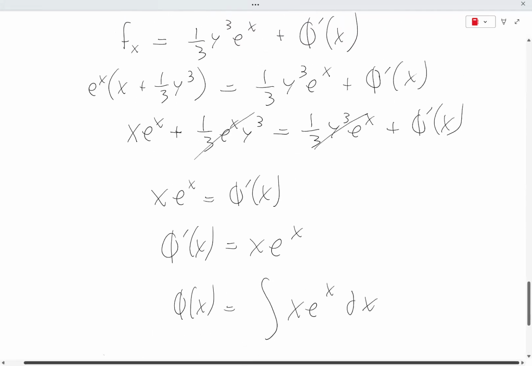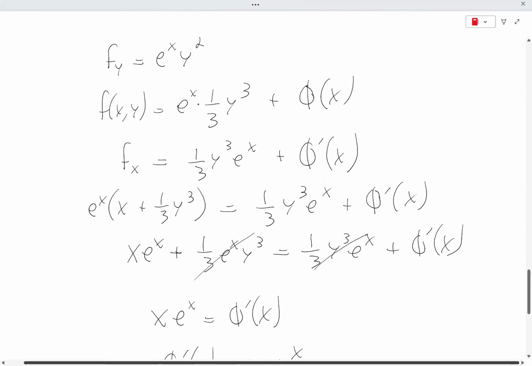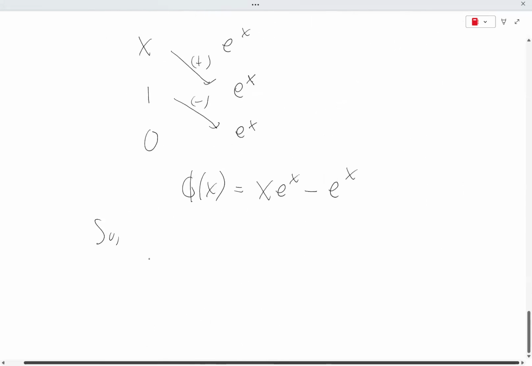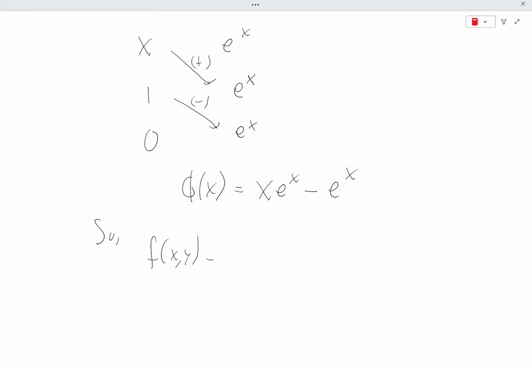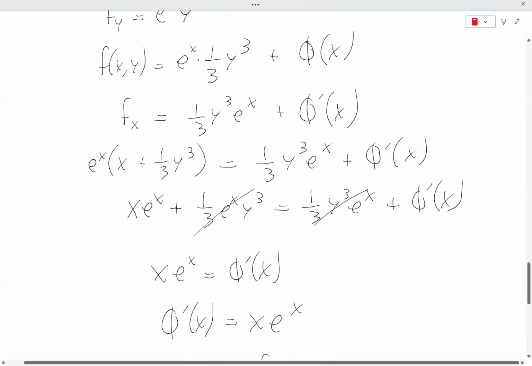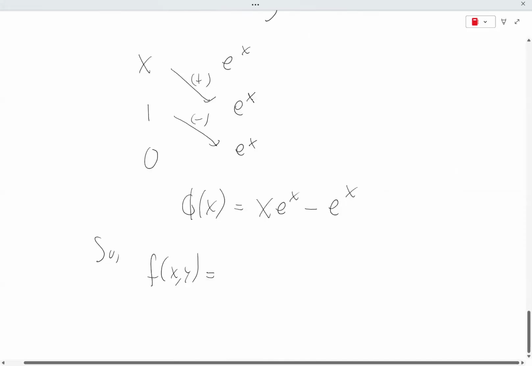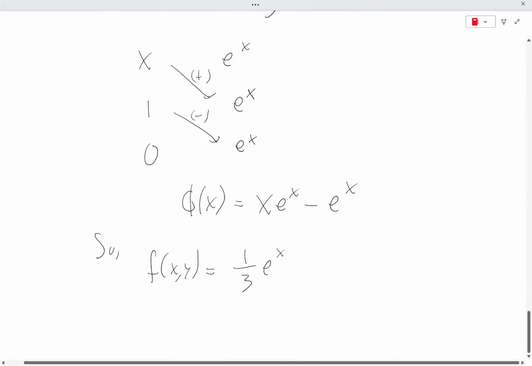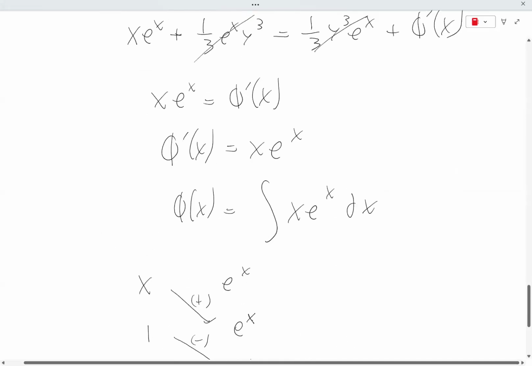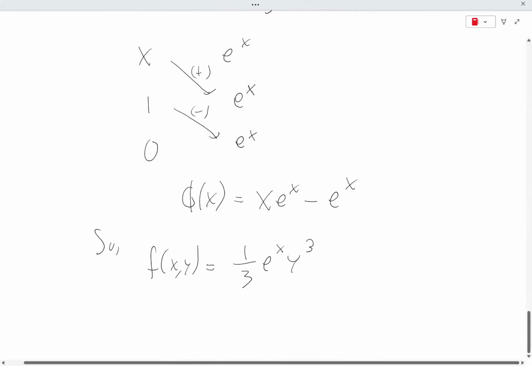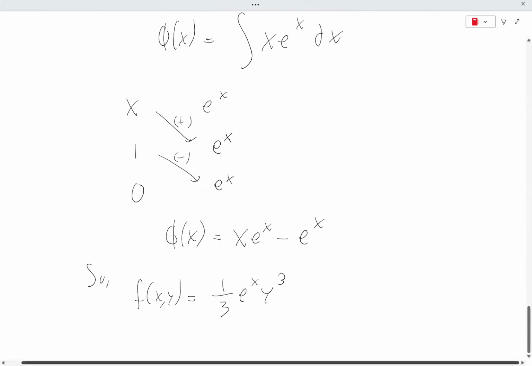Okay, so finally there we get f of xy is equal to this here. Let me put this together. So f of xy is equal to, what was it? Yeah, 1/3 e to the xy cubed, plus the phi of x. And the phi of x was this part right here.